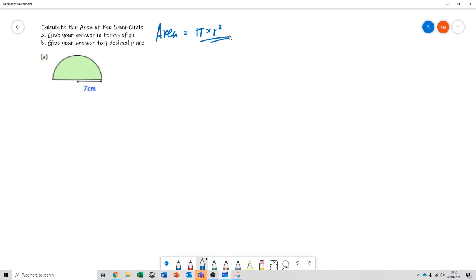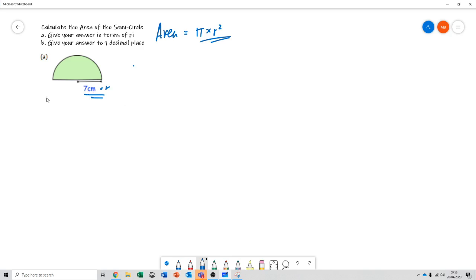Okay, and so we analyze the question, and the first step is to see whether we have the radius or not, because that's what we want. In this particular question we do have the radius. They have given us the radius is 7 centimeters, which is good for us.